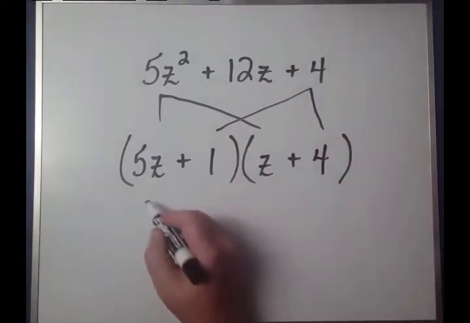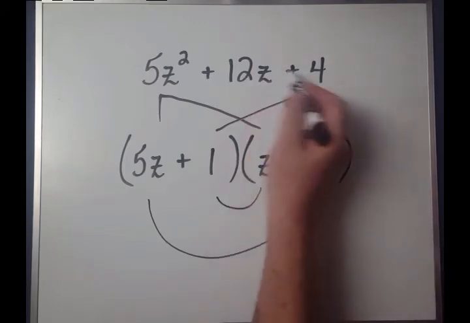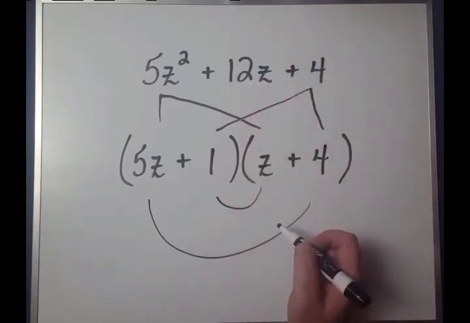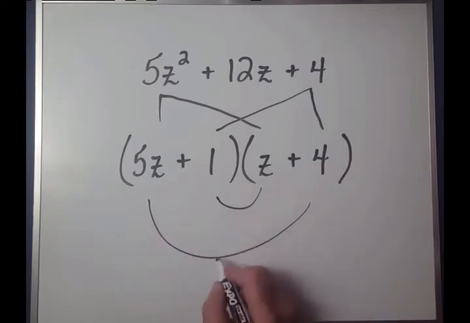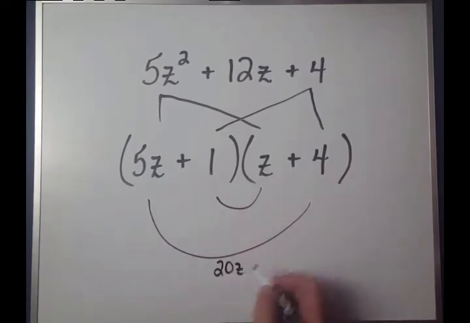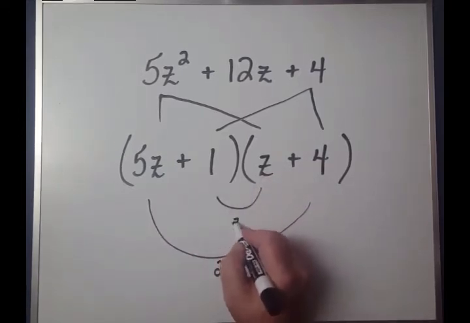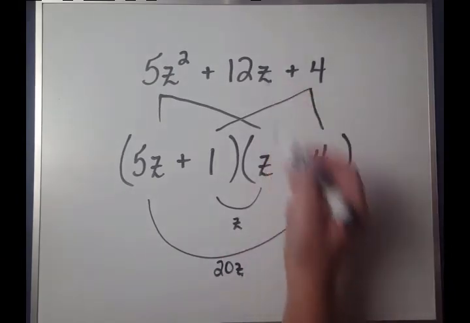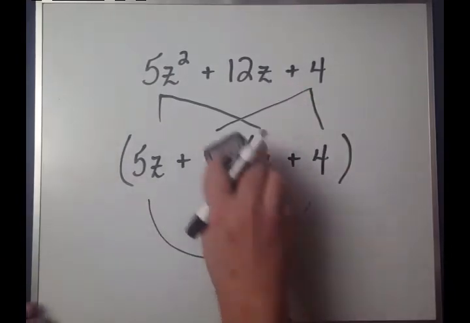Now, if it factors this way, my outside and inside should add up to that 12z as we FOIL this back together. The outside gives me plus 20z. The inside gives me plus z. A total of 21z. That's not it. So it's not 1 and 4.